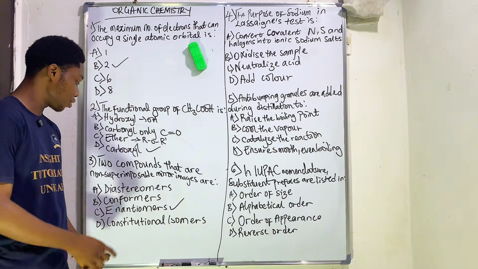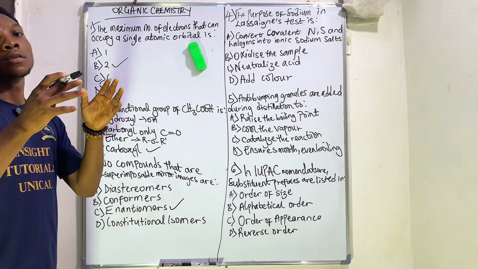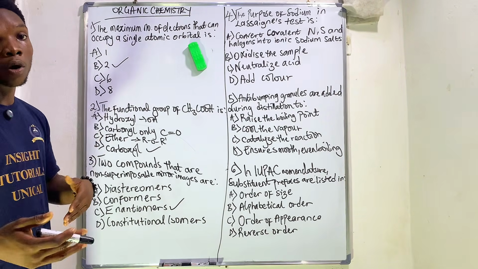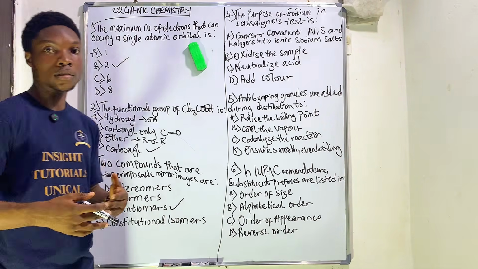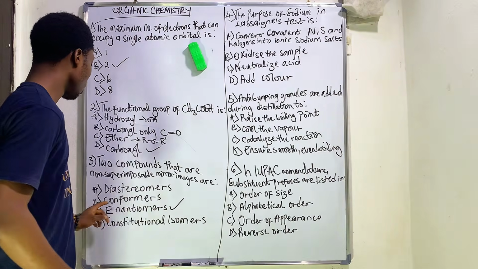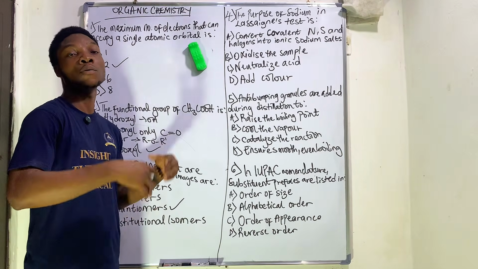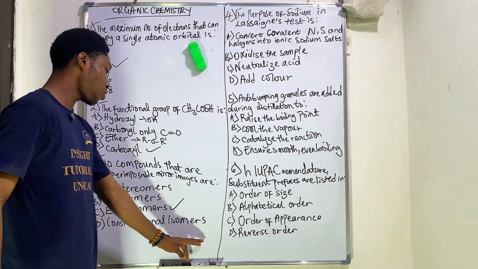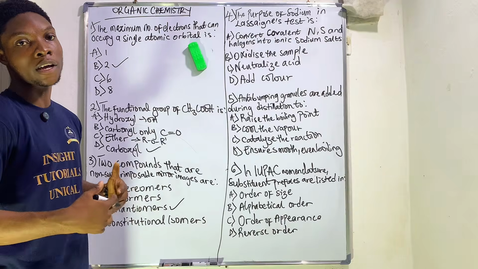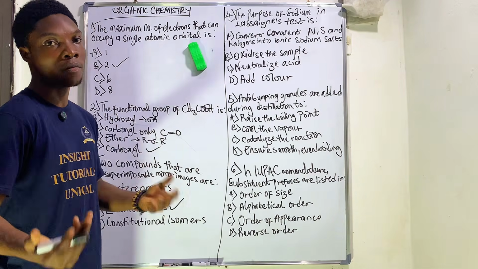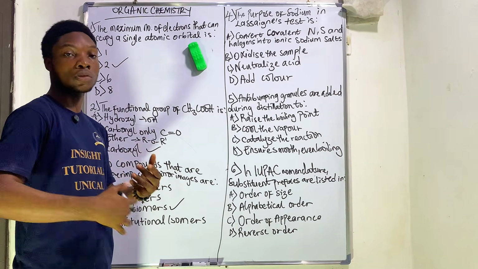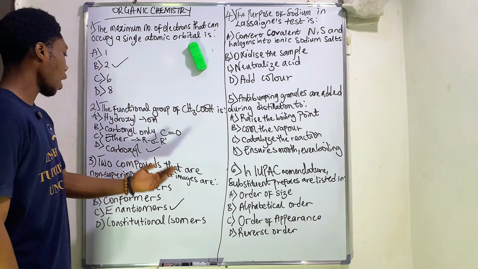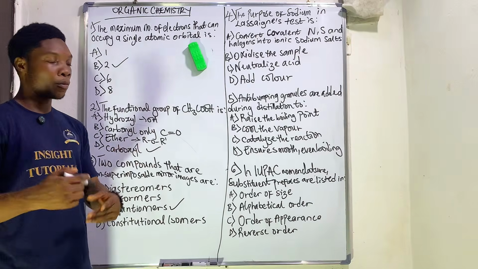Now, diastereomers, which is option A, are not mirror images. They are stereoisomers with more than one chiral center, but they are not mirror images of each other. Alright? Conformers are basically stereoisomers that we can interconvert by rotating around a single bond. Right? And then constitutional isomers are basically isomers that differ in the connectivity of atoms. Not just spatial arrangement, but also in the connectivity of atoms. Right? So the correct answer is enantiomers, which are compounds that are non-superimposable mirror images.